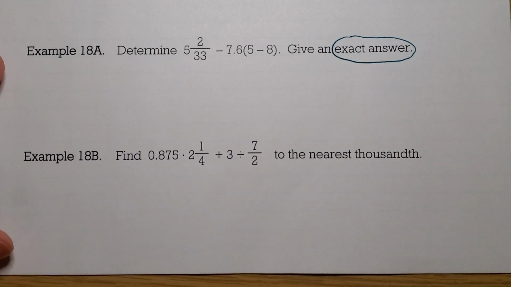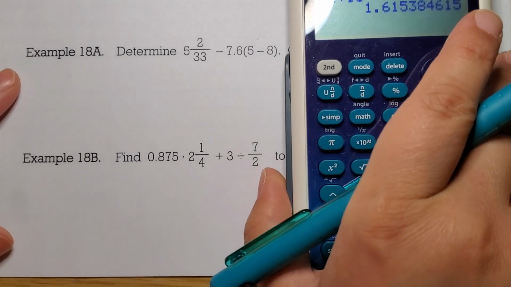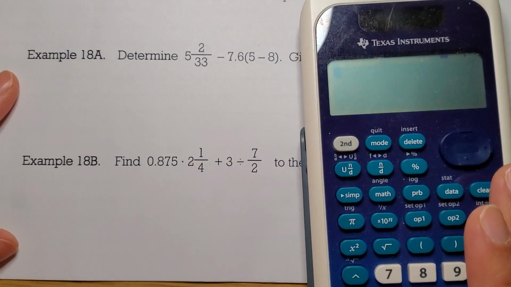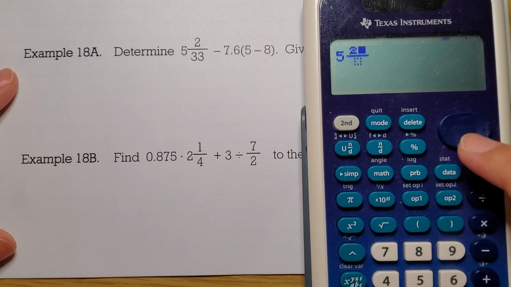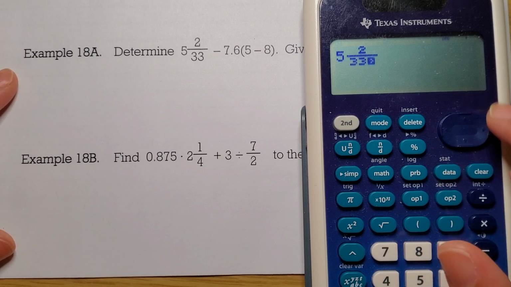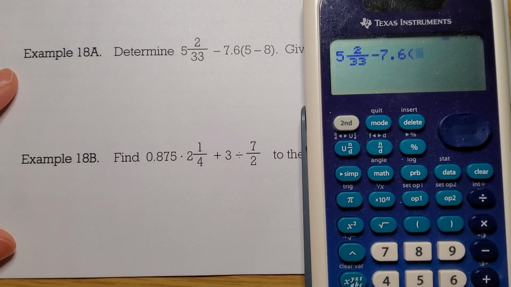So that means they don't want us to round our answer. So chances are this is going to be probably a gnarly decimal, but let's find out. I've got my calculator here, and I'm just going to type this in. I'm going to use my mixed number button and type in 5 and 2/33 minus 7.6 times 5 minus 8.